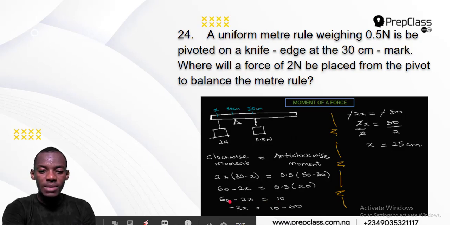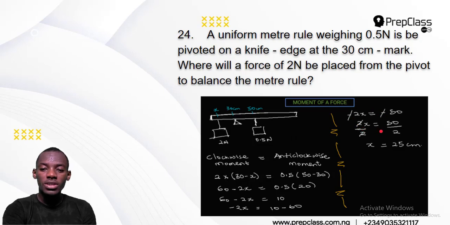Now the 60 will move to this side. That becomes minus 2x equals 10 minus 60, right? Then minus 2x equals minus 50, because 10 minus 60 is minus 50. The next thing is to cancel the minus and divide both sides by 2. So x is equal to 25 centimeters.